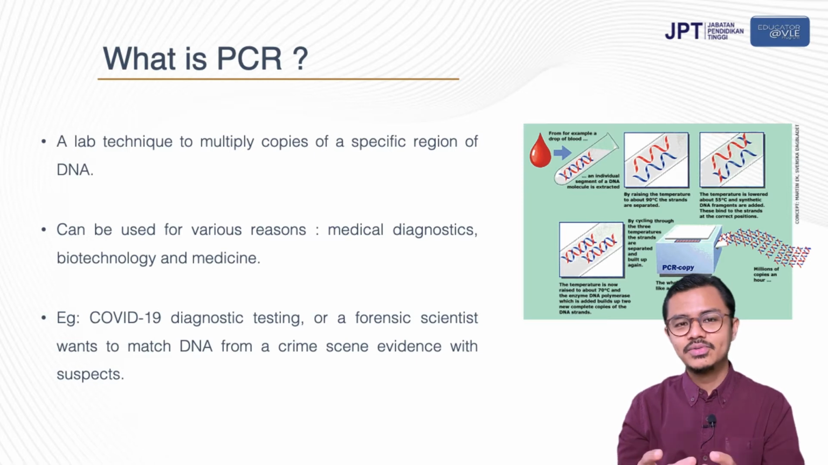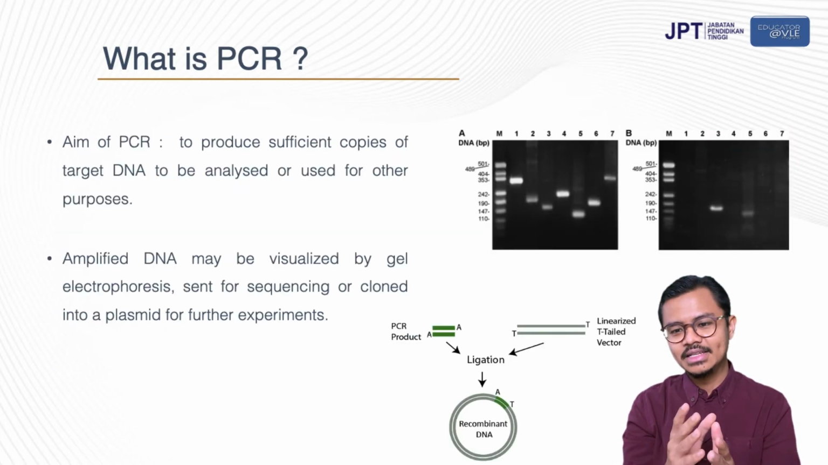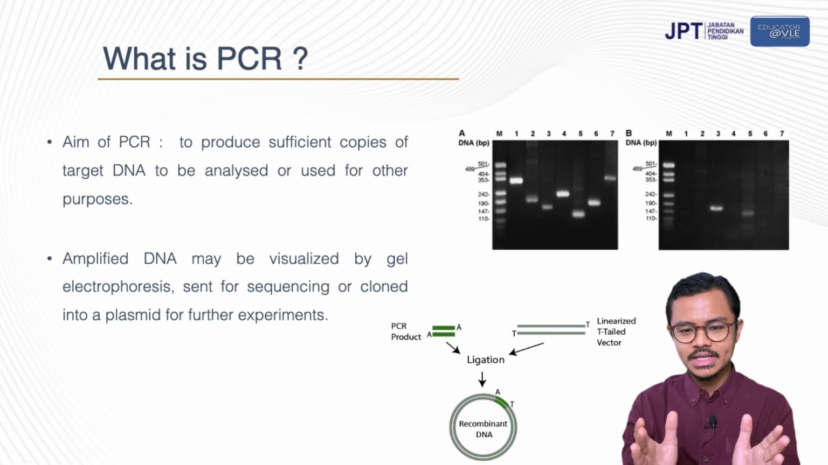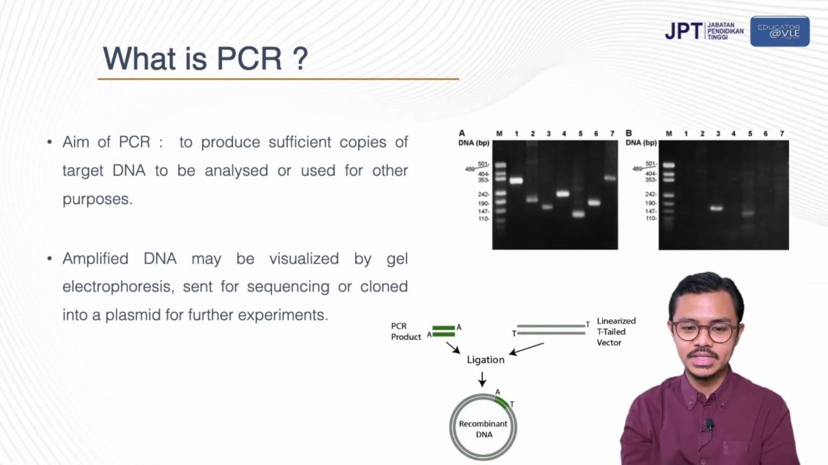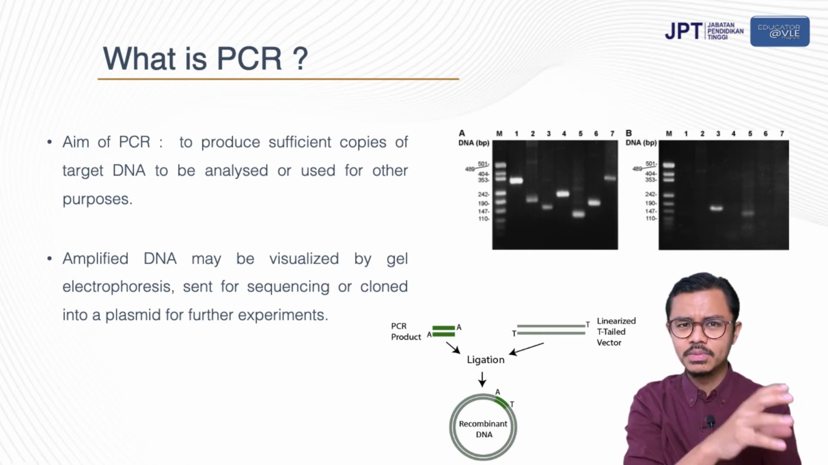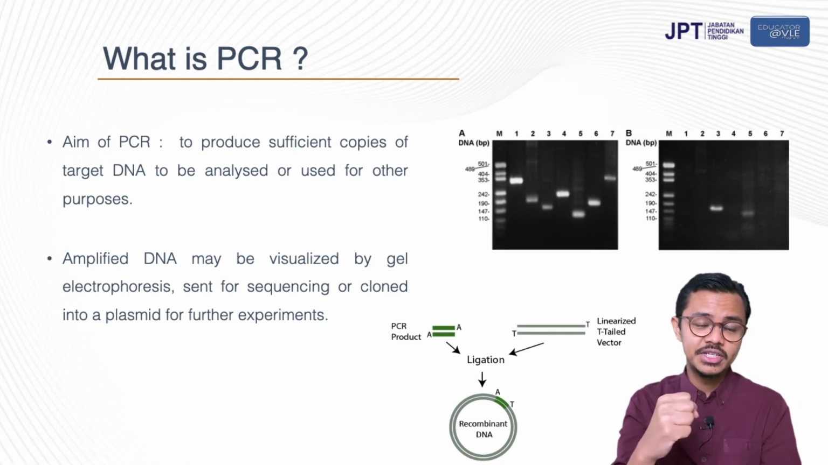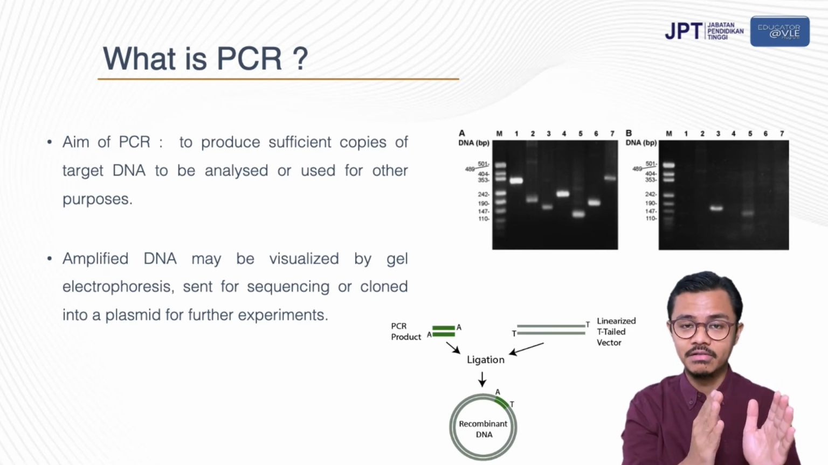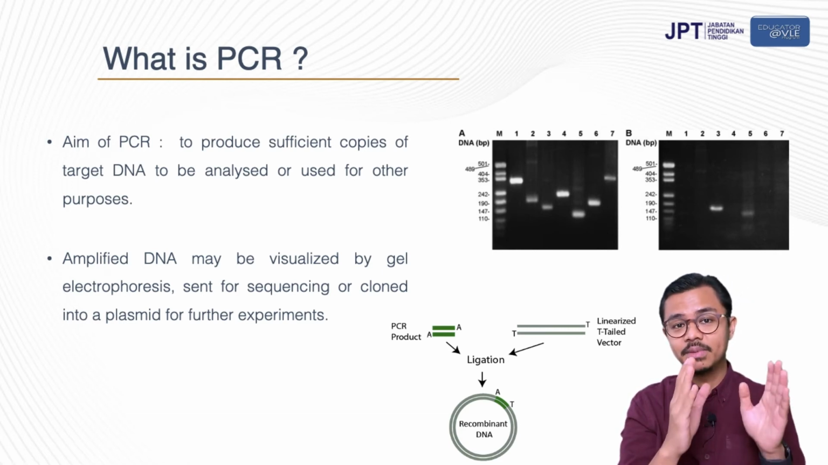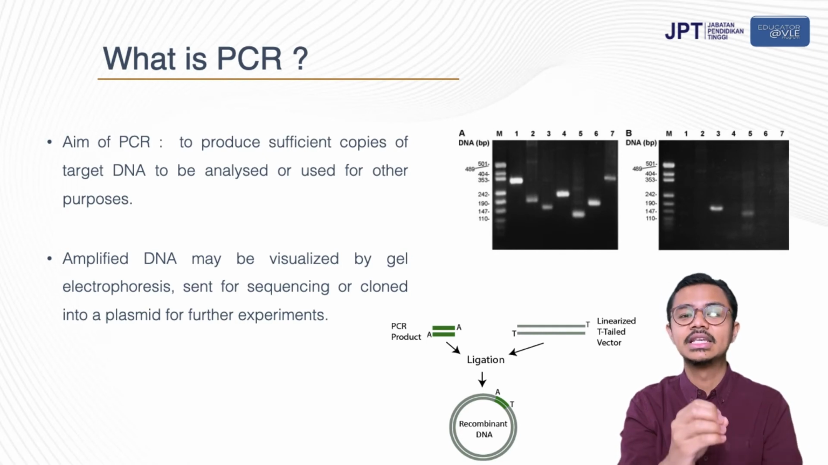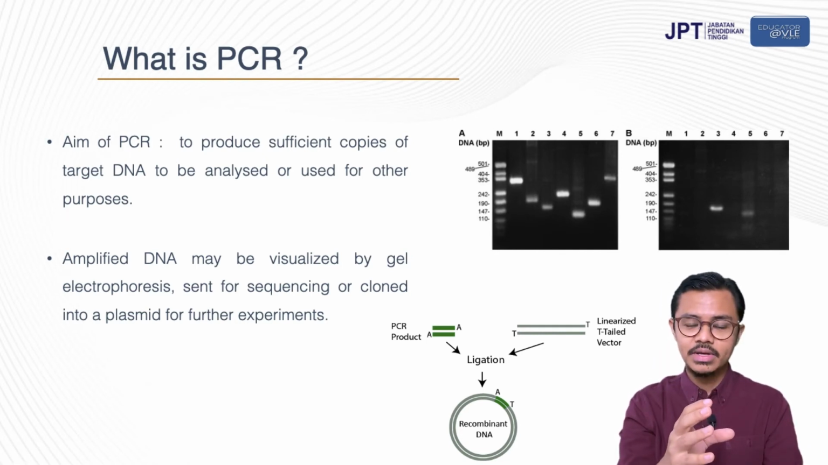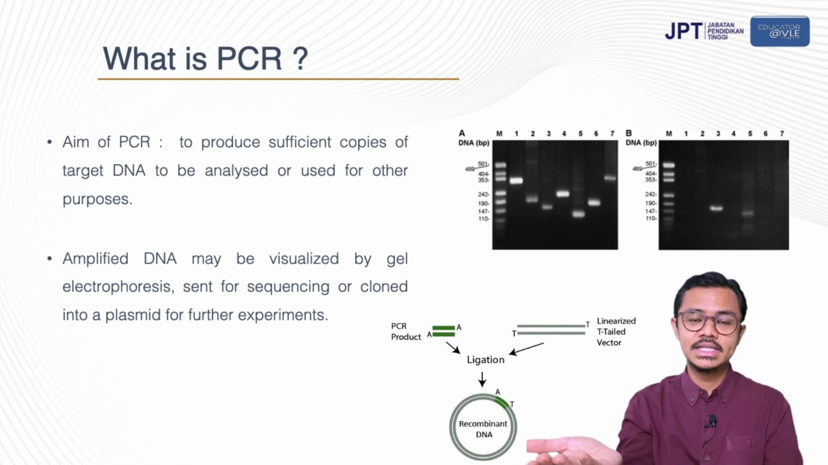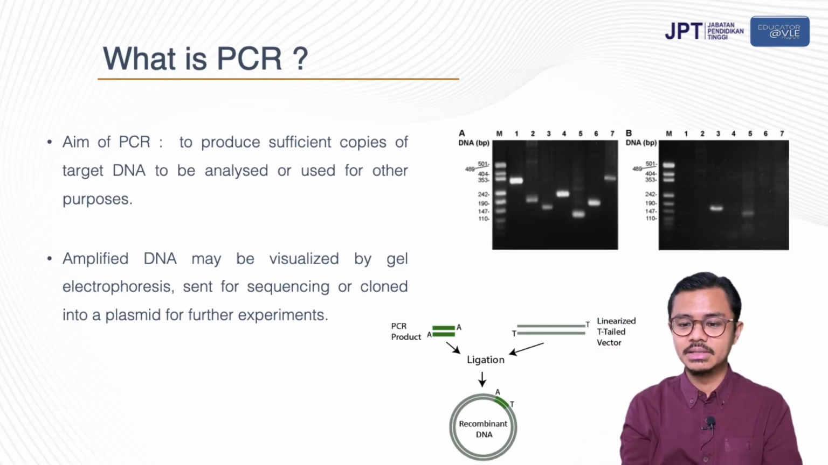So how do scientists analyze this? One of the ways is by visualizing it through gel electrophoresis. The aim of PCR is to multiply at a sufficient amount so that we can detect that particular fragment of interest, if it is present. Now, to visualize this, we use gel electrophoresis, this figure in black over here.